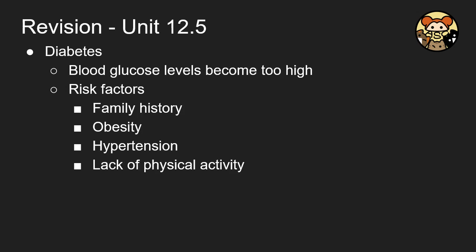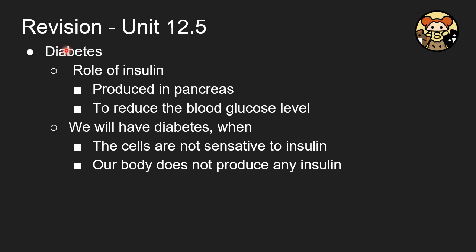Next, we have diabetes. Diabetes means that the blood glucose level becomes too high. So the risk factors are family history, obesity, hypertension, and a lack of physical activity. And as we are talking about diabetes, usually we will also talk about insulin. So what is the role of insulin? Insulin is produced in the pancreas to reduce the blood glucose level. We will have diabetes when the cells are not sensitive to insulin, or our body simply does not produce any insulin.